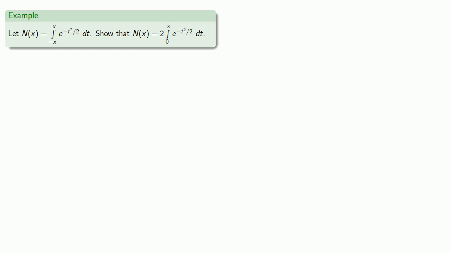Nevertheless, even though n of x is defined as a definite integral of this function, we can still find quite a bit about n of x. And so let's start off by showing that n of x is 2 times the definite integral from 0 to x. So let's do this problem the hardest way possible and not draw a graph. Let's not. Let's actually draw a graph.